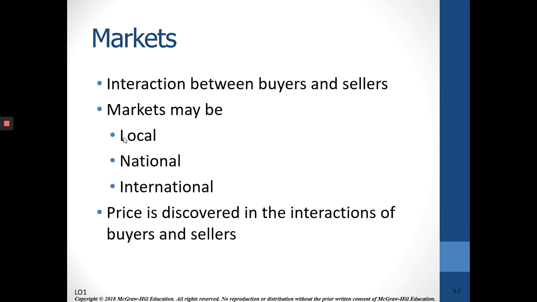In a market economy or capitalism, like we learned in the last chapter, transactions between buyers and sellers are voluntary. No one is forced to purchase a product they don't expect to benefit from, and no one has to sell a product they don't expect to benefit from. So in those voluntary exchanges, prices are determined.